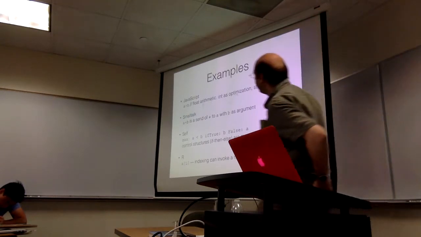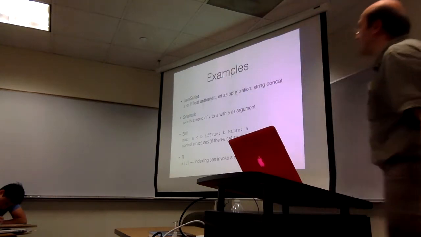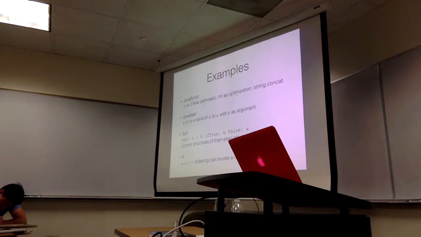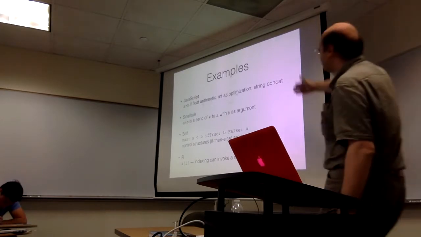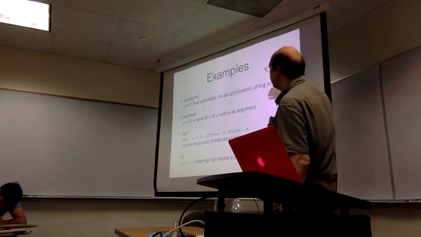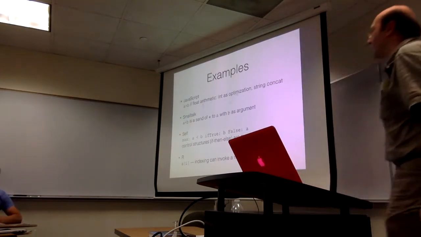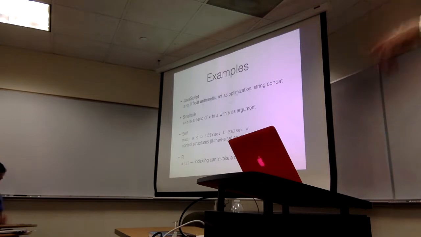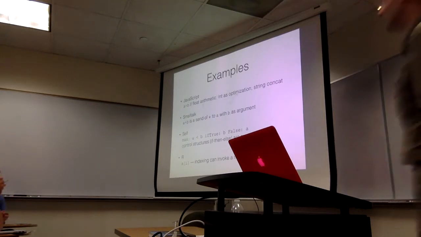So some examples. In JavaScript, a plus b could be a float add. Most implementations optimize the case where the parameters are integers and have a separate tagged representation of integers and would do an int add operation. It could also be string concatenation. If I write a plus b in Smalltalk, it means send plus to a with b as an argument. And any class can define plus to do anything it likes.